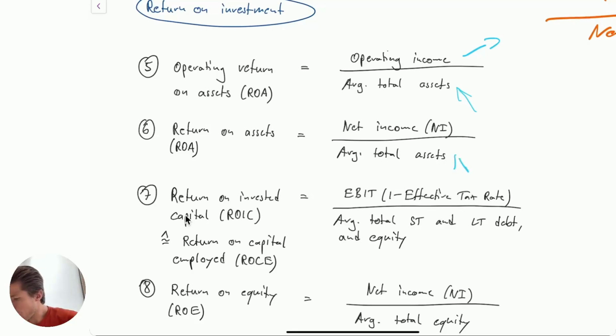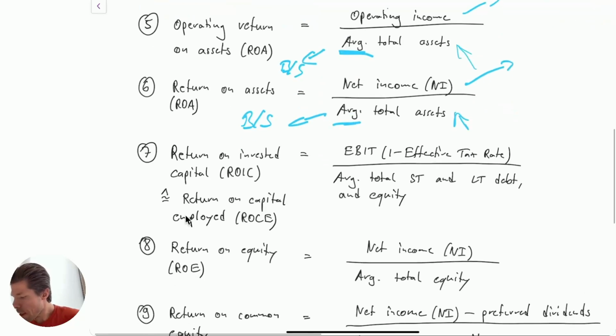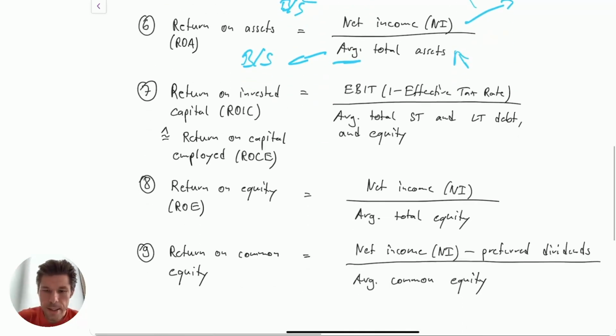Same here for operating return on assets. This is return on assets, ROA. You put your average total assets in, you get net income out. What is your return on your assets? Here again, we take the average because these are balance sheet items. And then basically the same. I'll come to return on invested capital in a second.